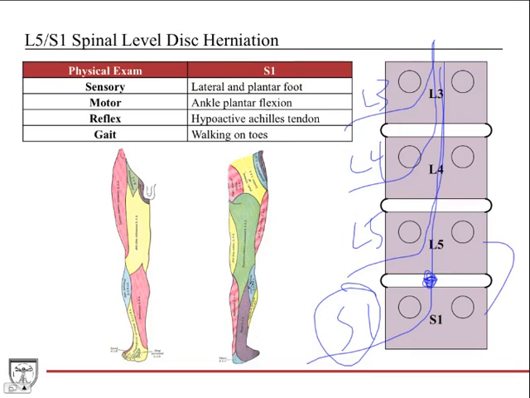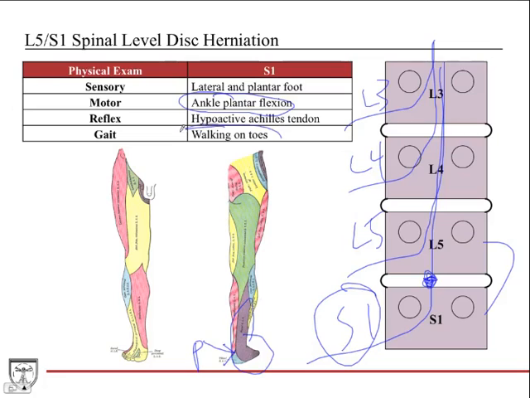What's the big indicator? So it's going to be the lateral and plantar foot. So we have the lateral dermatome here on the plantar surface as well. What's weak? Ankle plantar flexion. So stepping off. They have weakness in doing that. Reflexes, big time. So hypoactive reflex. So you take your reflex hammer and bang on their Achilles tendon here. That's going to be a weak reflex.